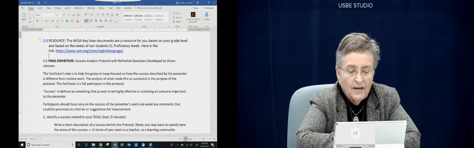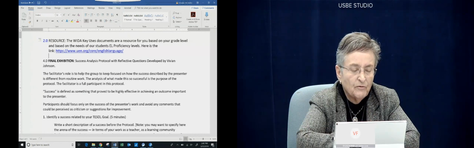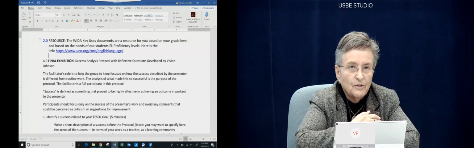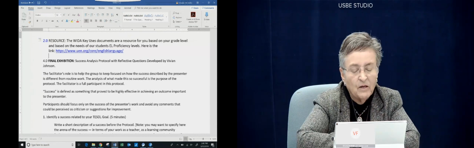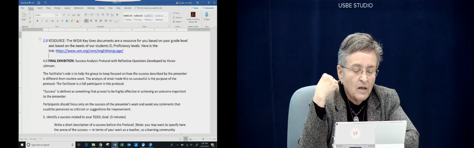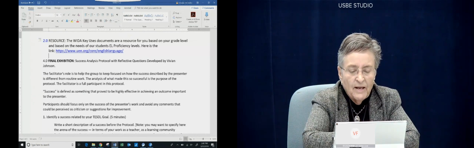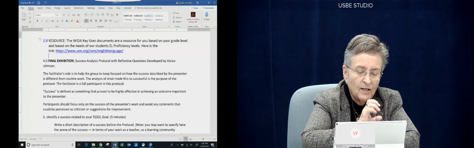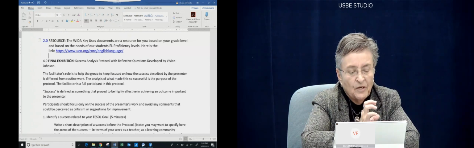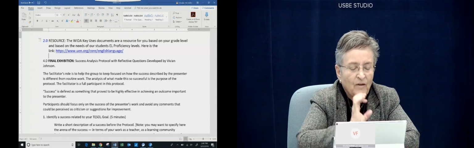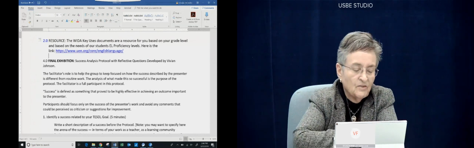And this is what the success analysis is. I'll be the facilitator, so you won't have to be anxious about it. My role is to help the group keep focused on how the success described by the presenter is different from routine work, different from what you usually do. That's the whole point of doing the reflective essay, thinking about your students in relationship to the profile work that you've done. So the analysis of what made this so successful is the purpose of the protocol. We're trying to look at the conditions under which you had a successful experience, and what you define as success, which is the next part.